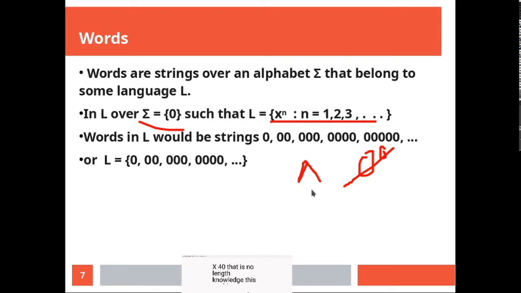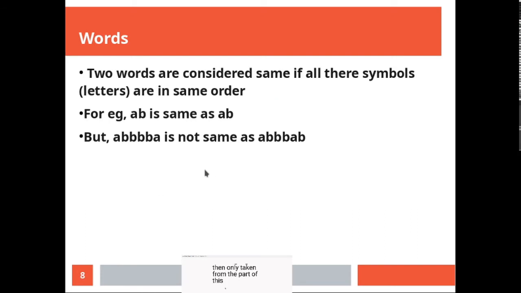So this could be a string, but this is not a word in this language. Why? Because it is not satisfying this condition n greater than or equal to 1. So null is a string which is of no letters, but for this particular language it is not a word. Why? Because it is not satisfying the rules of this language. So words are strings over alphabet sigma that belong to some language L and follow the rules of that language. Then only they can form part of this set.